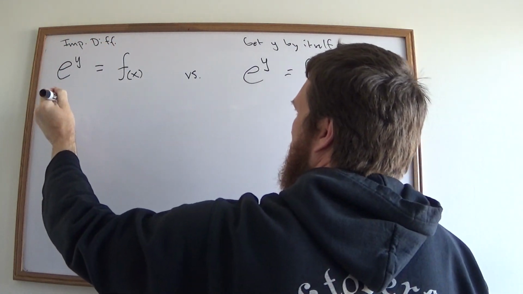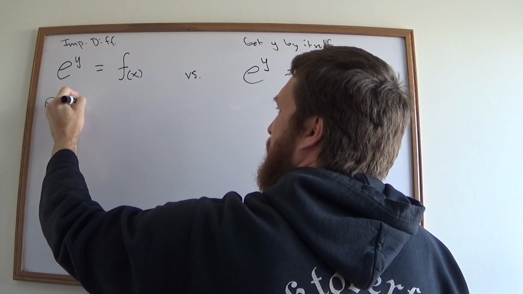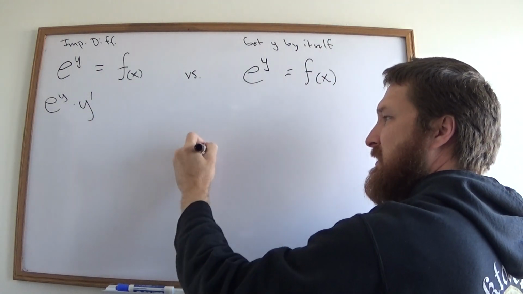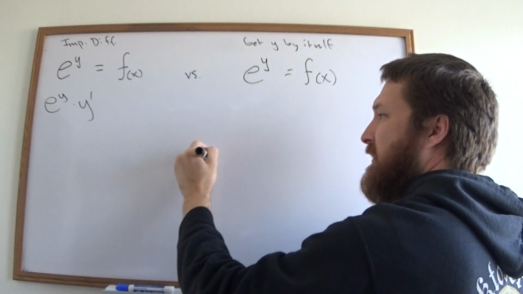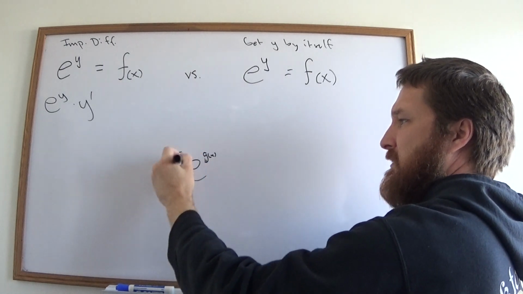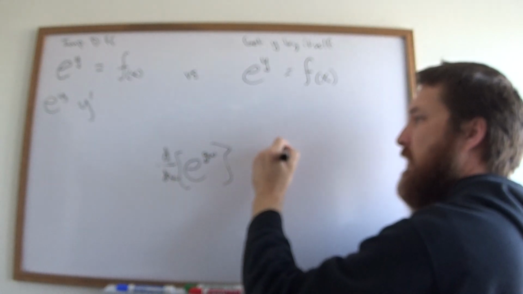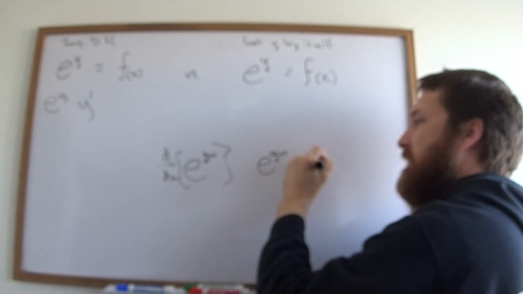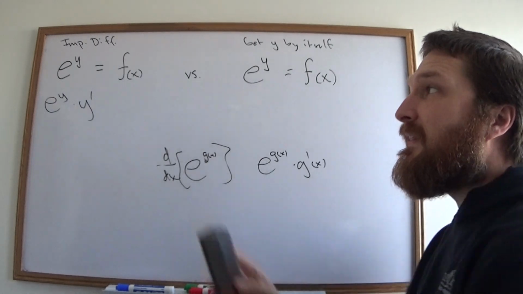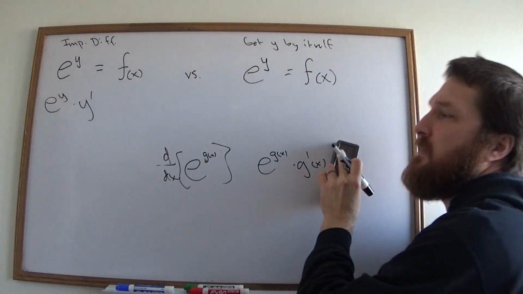It's e to the y, e to the y prime times y prime, right? It's the chain rule. Because if this is some function of x, and we take the derivative with respect to x, we take the derivative of the outside stuff, leave the inside stuff alone, multiply by the derivative of the inside stuff. And that's all that's going on there. We're treating y as a function of x.